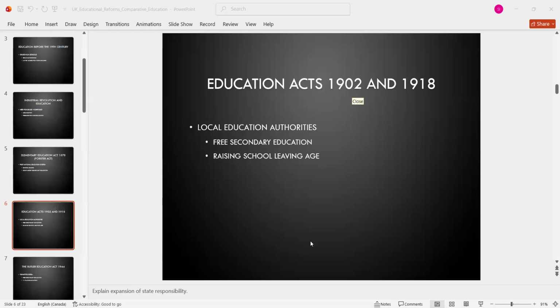Right. In 1902 and 1918 they had two acts. Under those, local education authorities offered free secondary education and the school leaving age was raised. Reform means making changes, needed changes; unwanted things are deleted.